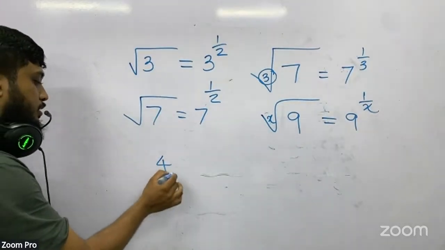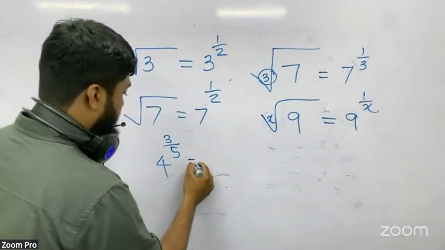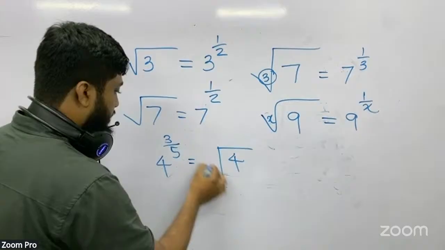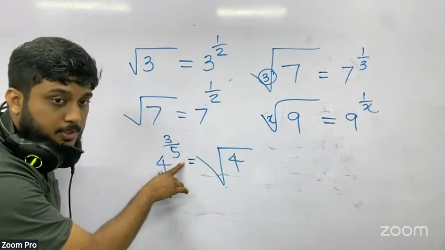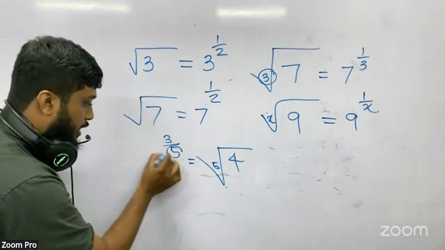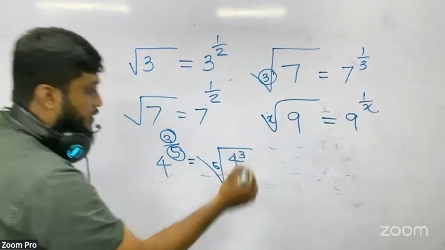Then if they give something like 4 to the power 3 over 5, how will you write this? 4 is inside the square root. What will come inside the hook? 3 over 5, what should come? 5 should come inside the hook. Whatever is down only goes inside the hook. Whatever the power is here, it will come as the index here.